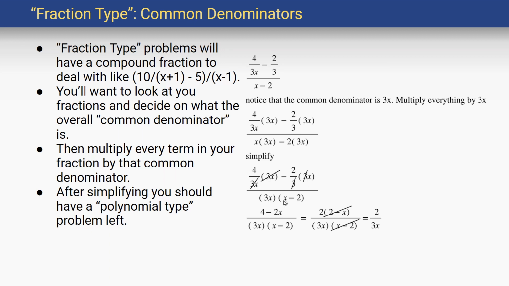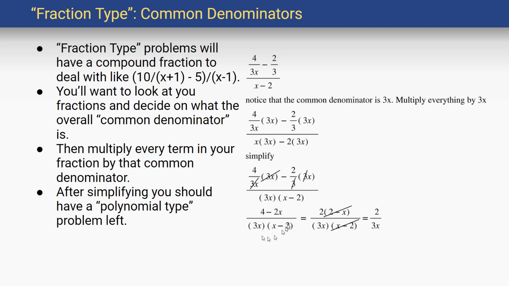In the denominator, there were no fractions, so you just have x times 3x, and you have 2 times 3x, which you can multiply out if you want to, or not. The key here is that when you multiply everything by the common denominator and do a little bit of canceling, you end up with a result like this one, 4 minus 2x on top, 3x times x minus 2 on the bottom. And you'll notice that this is no longer a compound fraction.